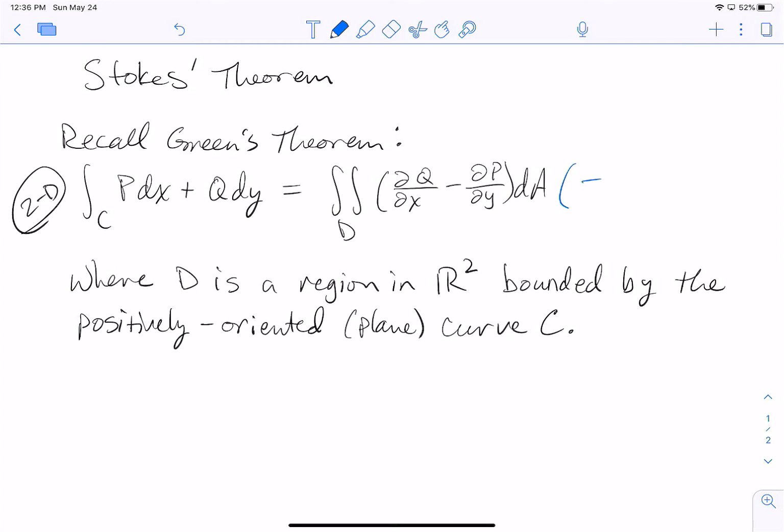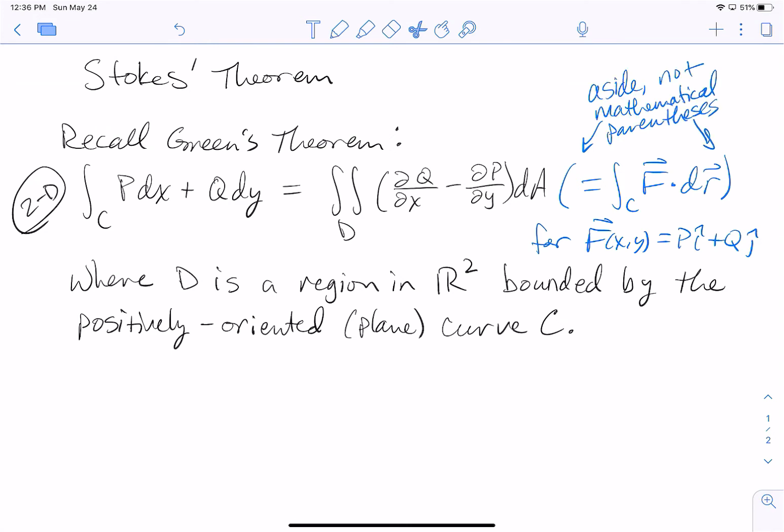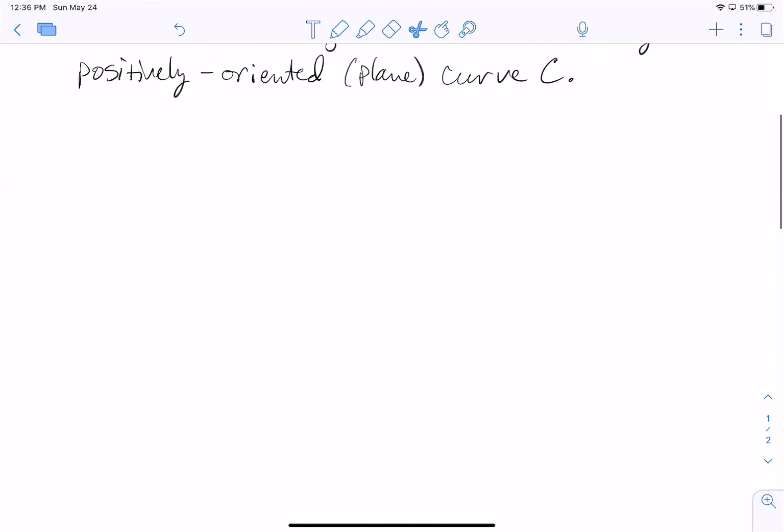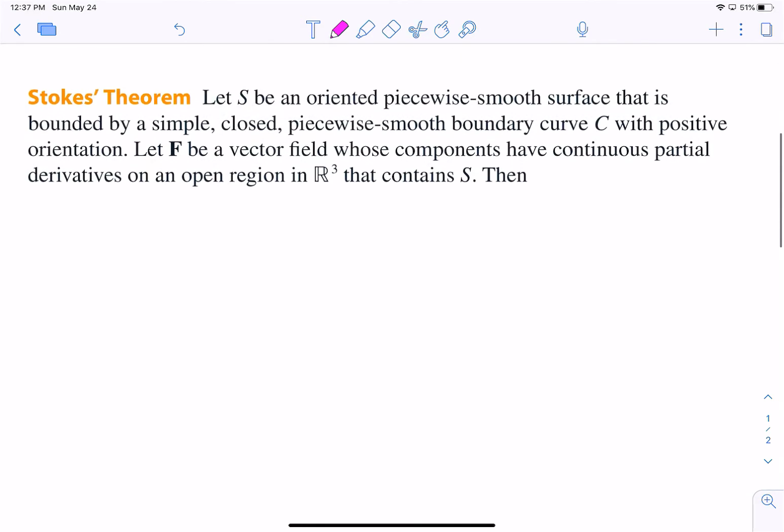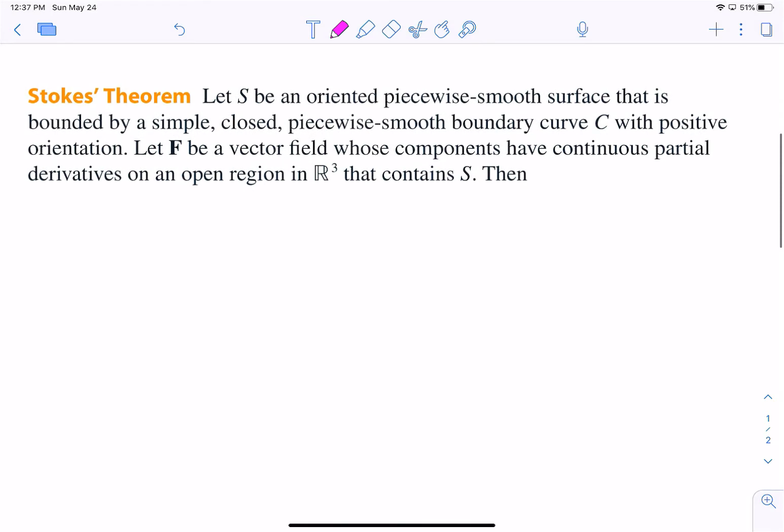And remember that this can be expressed as the line integral over C of F dot dr for F of x, y equals Pi plus Qj. And these are an aside, parentheses, not mathematical parentheses. We'll come back to why I've introduced that in just a minute, but now we're going to see Stokes' theorem. I don't usually just read you what's in the textbook, but hey, here we are.